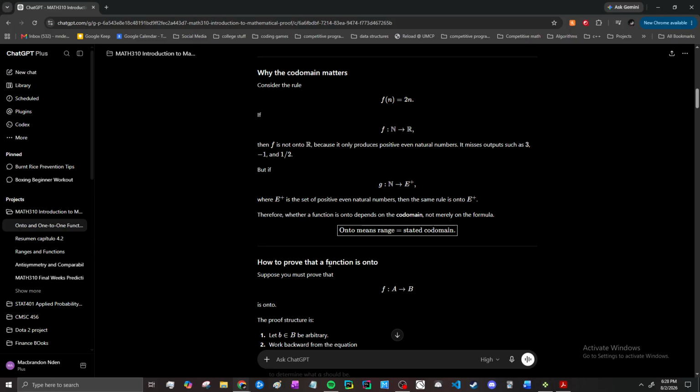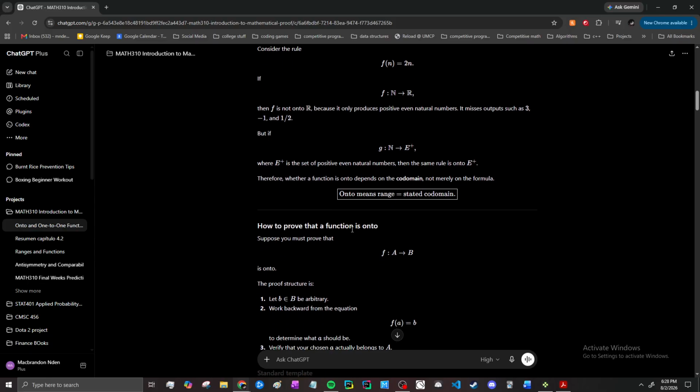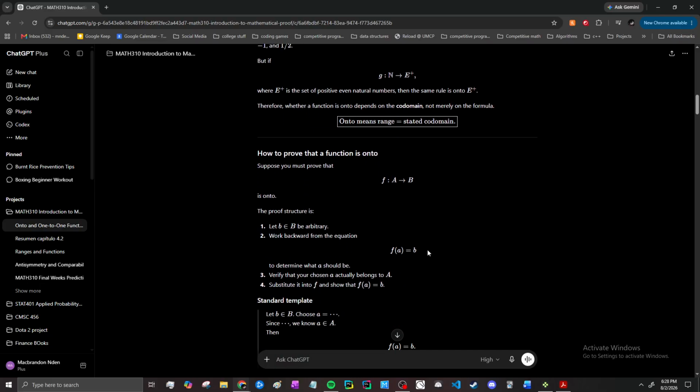Okay, so now the proof. How to prove that a function f from A to B is onto? The proof structure is: let b in the set B be arbitrary. Work backwards from the equation f(a) equals b to determine what a should be, verify your chosen a actually belongs to A, substitute into f, and show that f(a) equals b. So you're working backwards from the equation. You know what b is, and now you need to find what a is, and I'm assuming you have to do it for every single value of b.